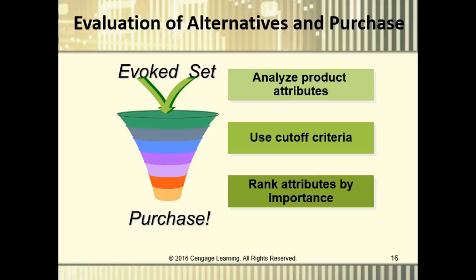Another way that you can try to narrow down how many options you have is to use what are called cutoffs. This is like a minimum number of attributes that a product should have, or a maximum number of products as well, or a number of attributes that a product must have.